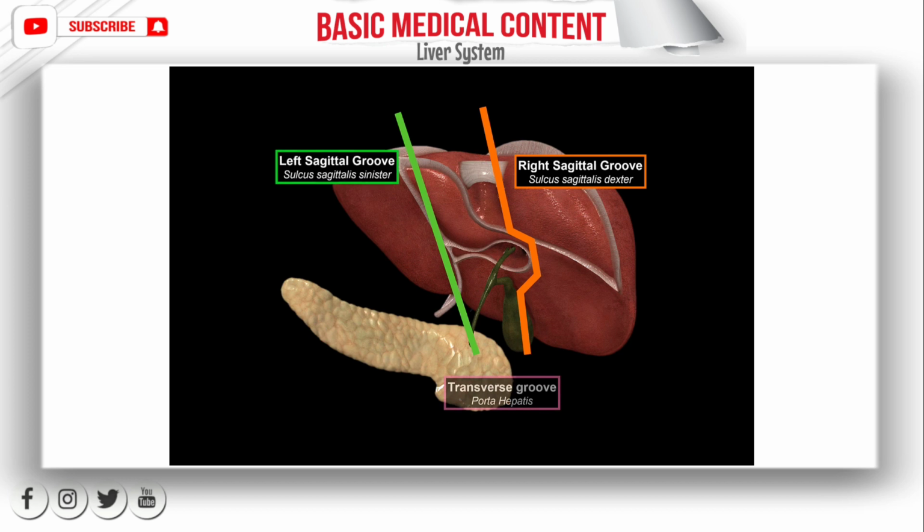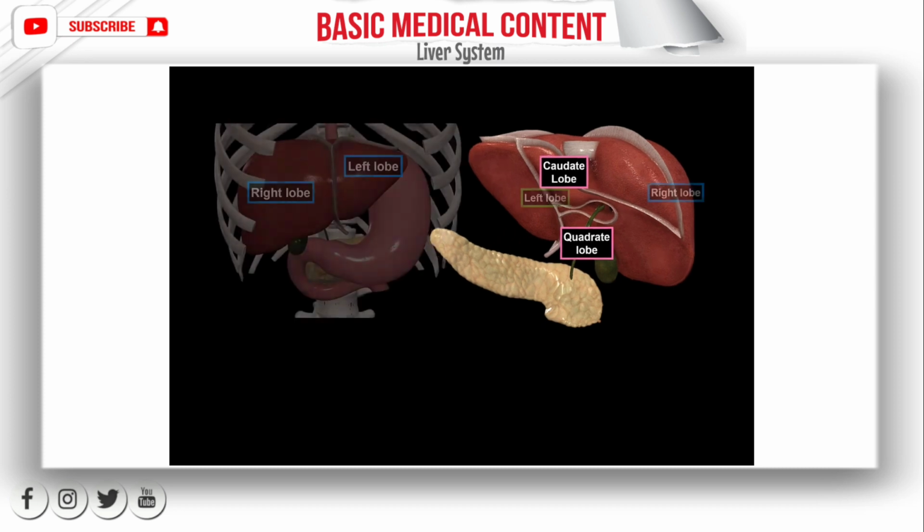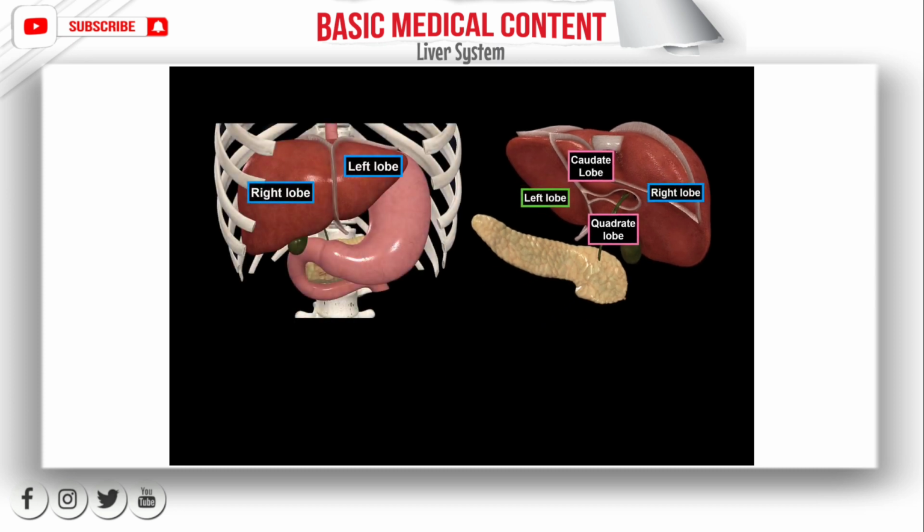And then finally, we can see one more groove called the transverse groove, which is also known as the porta hepatis. Now the porta hepatis is a short depression through which all the neurovascular structures and the hepatic ducts enter or leave the liver. And we will talk more about the porta hepatis in a minute, but let's finish looking at the landmarks on the liver first. So the transverse groove goes like this and separates the caudate lobe from the quadrate lobe. Now we have 4 lobes on the posterior side and 2 lobes on the anterior side, right?